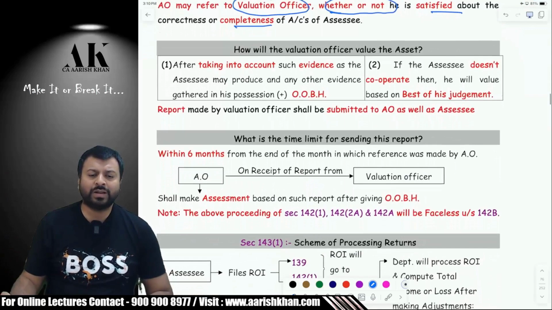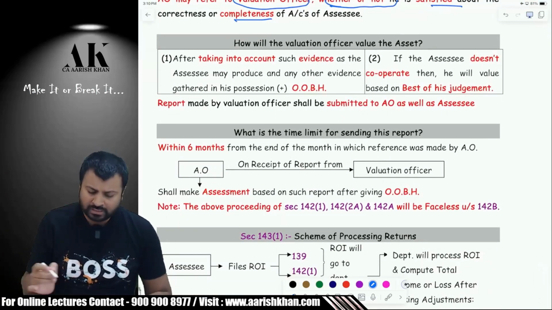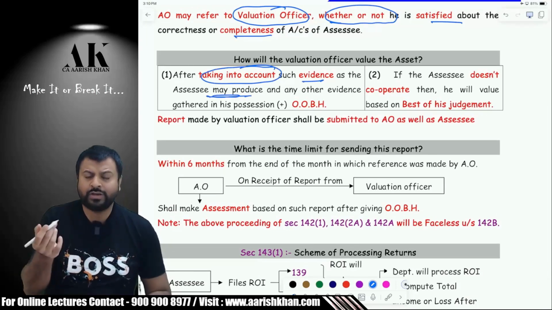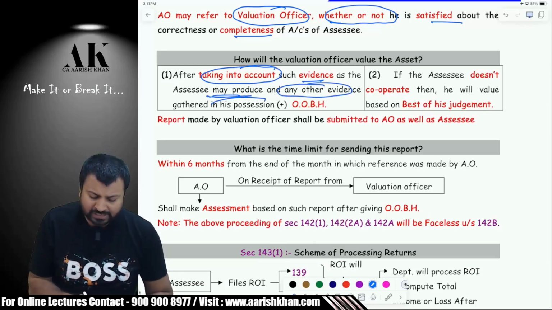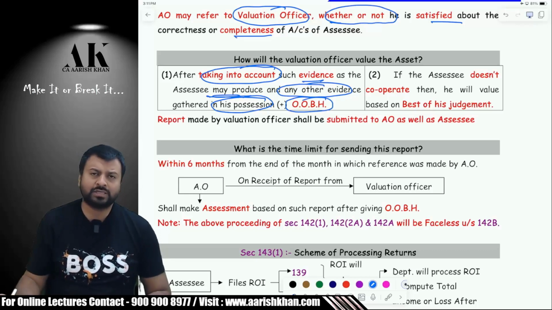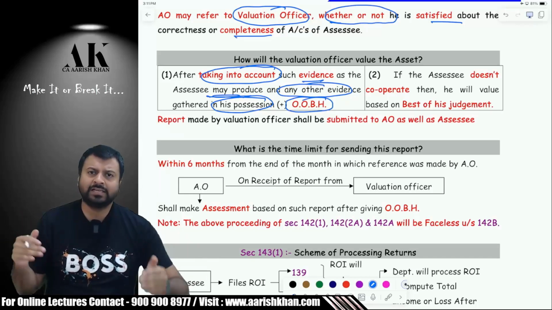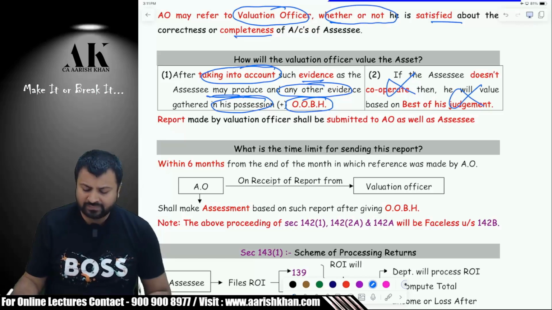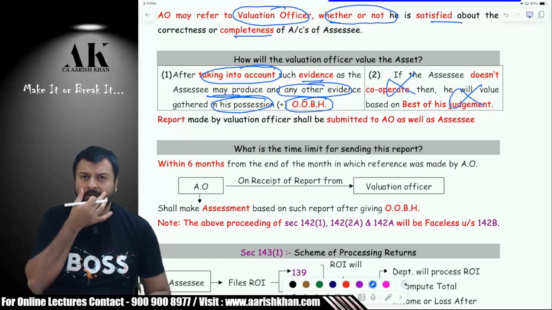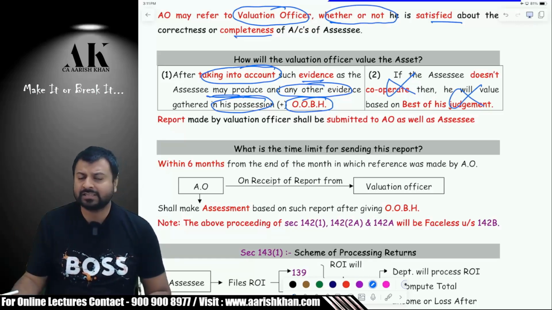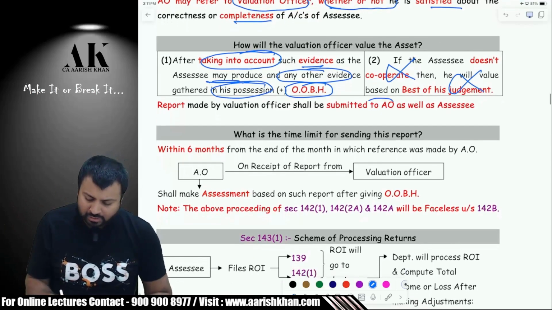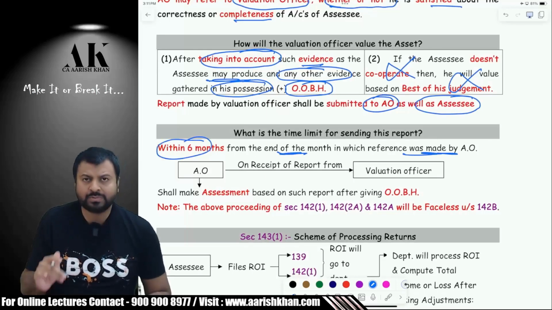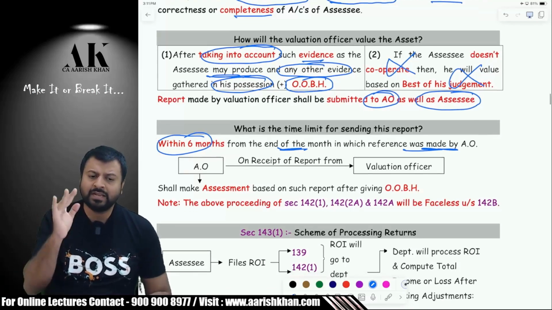After the matter has gone to the valuation officer, what will the valuation officer do? First of all, the valuation officer will take into account all the evidence which the assessee may have given to him. He will also consider other evidence, and he will give an opportunity of being heard to the assessee. So the first thing he will do is ask the assessee to give the evidence with respect to the valuation. If the assessee is not cooperating, then the valuation officer will do the calculation to the best of his judgment and complete his valuation. And then he will submit the report to the AO as well as the assessee within 6 months from the end of the month in which the reference was made by the AO.